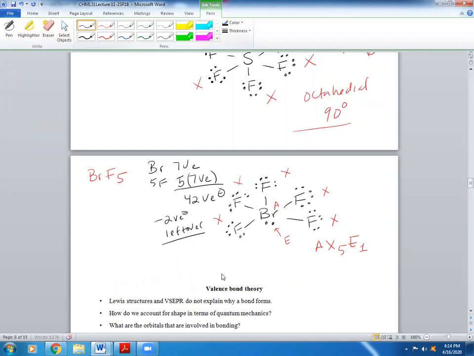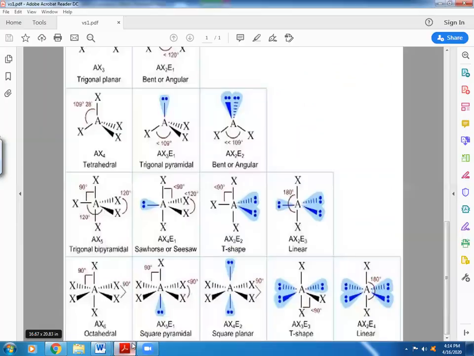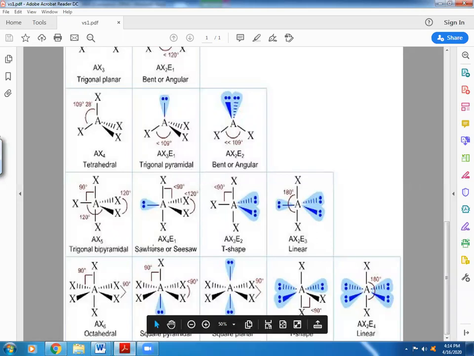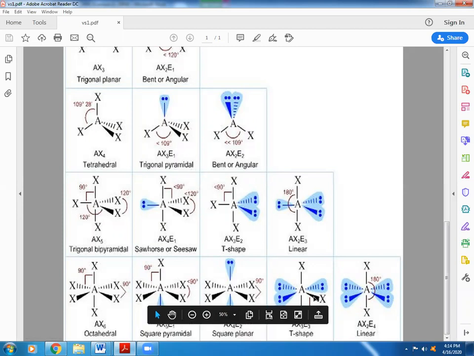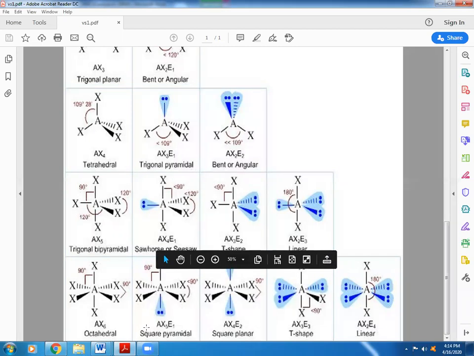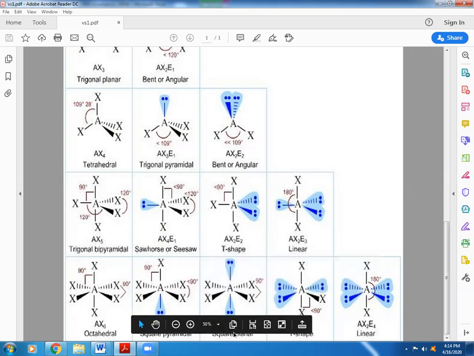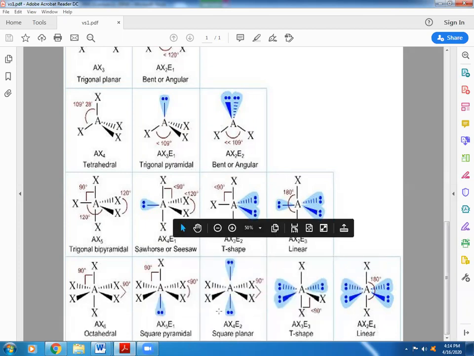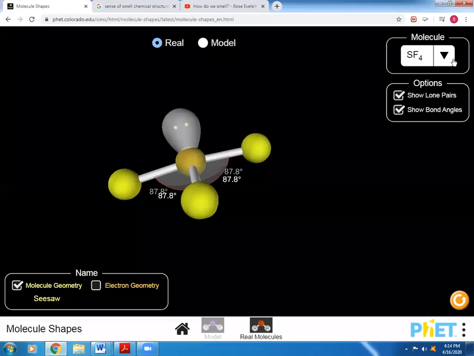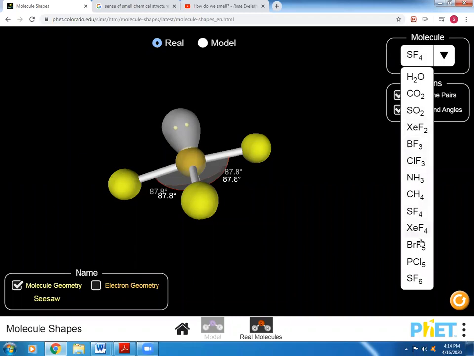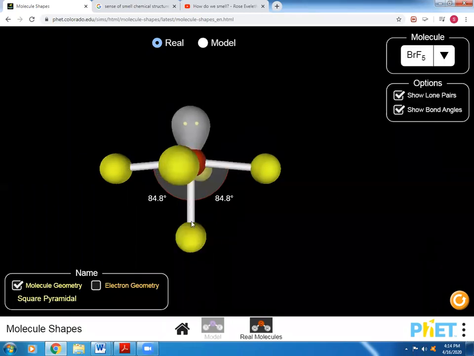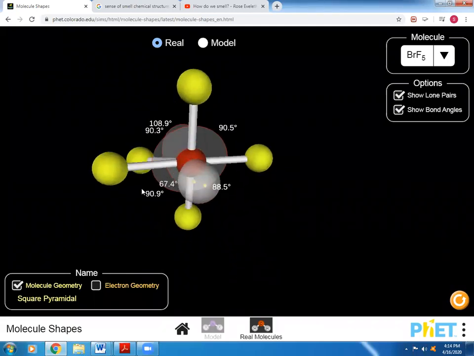Very well. What's the name of this? Let's go. Square pyramidal, AX5E1, less than 90, 90 above here. And then let's see how it looks. All right. Why is it called square pyramidal? Here's why.